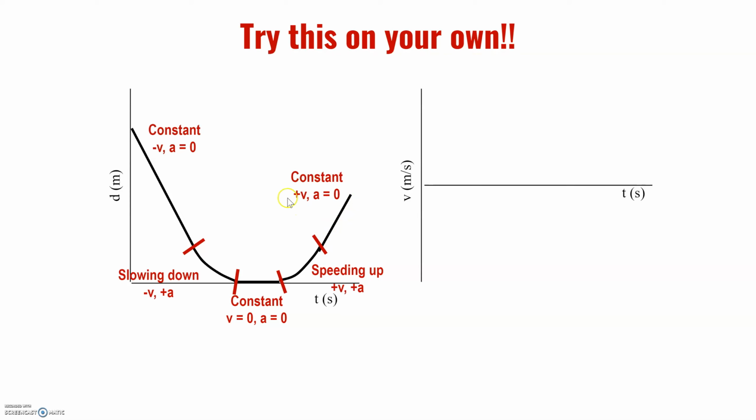It's a constant positive velocity because the line is going up. And since the velocity is constant, acceleration is equal to 0. If you take a look here, a big hint that you have a constant velocity is a straight line on a position versus time graph.